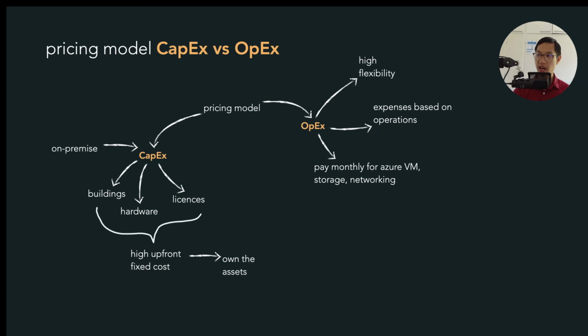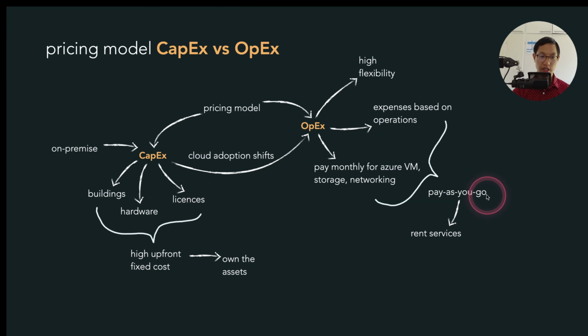And this gives high flexibility because when we're having less workload, we can scale down. We use less resources. We pay less. When we have more workload, we increase the resources, we pay more. So it's more flexibility. So the pay-as-you-go model, you have this. So it's based on operations, you pay monthly.